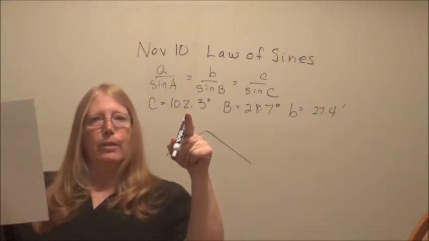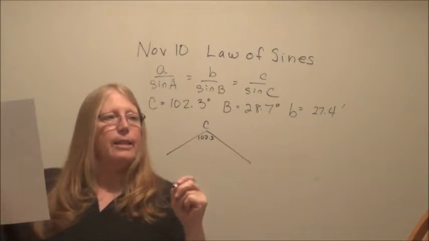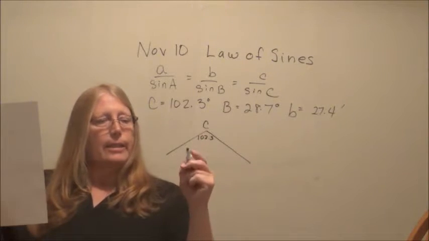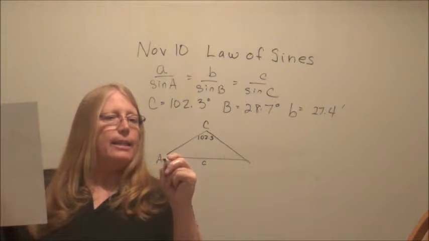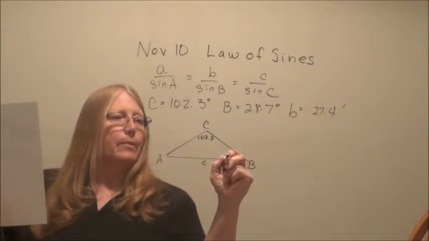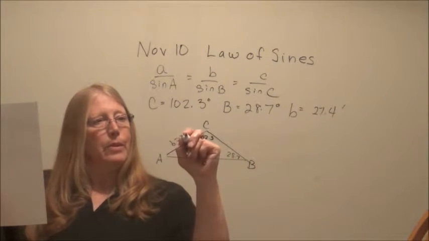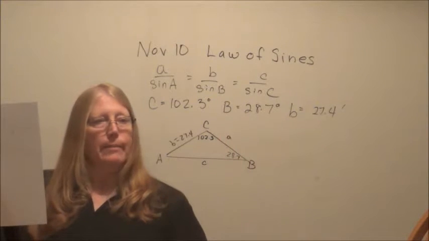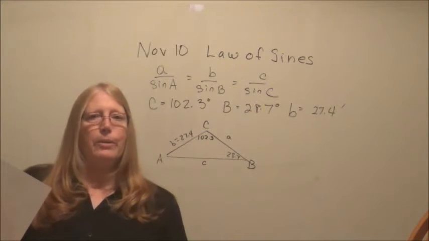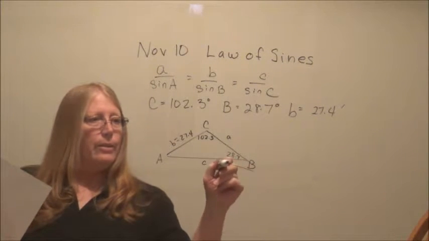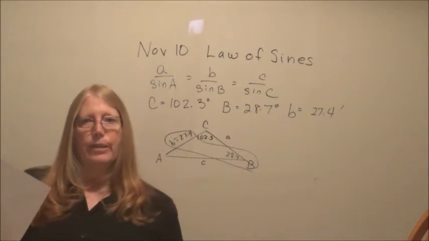Alright, this is a pretty big angle, greater than 90, so 102.3, sounds like a radio station, is C, and across from that is little c. We'll call this A and B. We know B is 28.7, and we know little b is 27.4. I'll mark little a. So I set up the problem as given, and notice I do know a pair. So I know this angle and the side opposite. So that's a pair. So it qualifies for the law of sines.